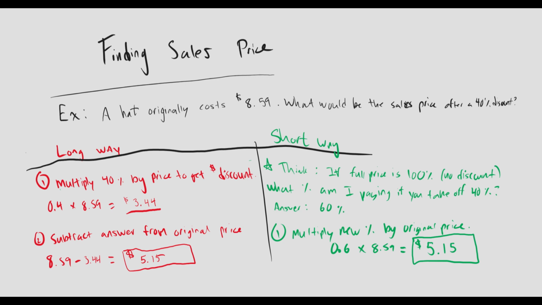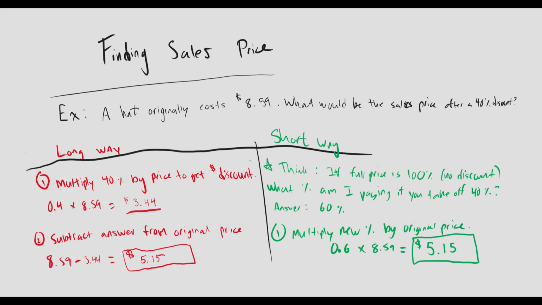The long way of doing so would be to multiply that 40% by the original price to get your discount first. So the percent as a decimal will be 0.4. You multiply that by 859 and you get $3.44. The discount, since it's coming off your price, is then subtracted from the original price. 859 minus 344 makes $5.15.